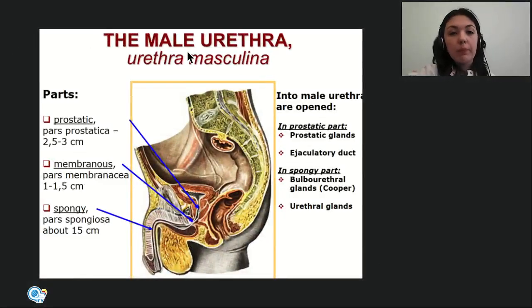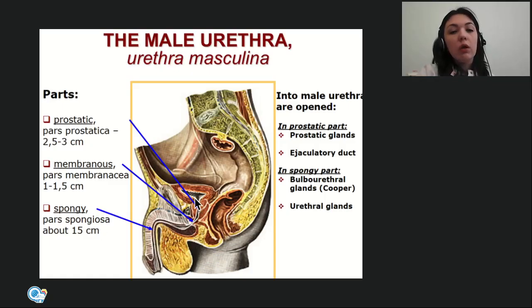So the male urethra, here we can see it, is longer and narrower, and three parts are distinguished in it. There is the prostatic part first, pars prostatica, its length is about 2.5 to 3 centimeters, and it pierces the prostate gland. Then the second part is membranous, pars membranacea, that passes through the perineal muscles, through the muscles of the pelvic floor. And the last part is spongy, pars spongiosa, that passes through the spongy body of the penis. So it is the longest part.